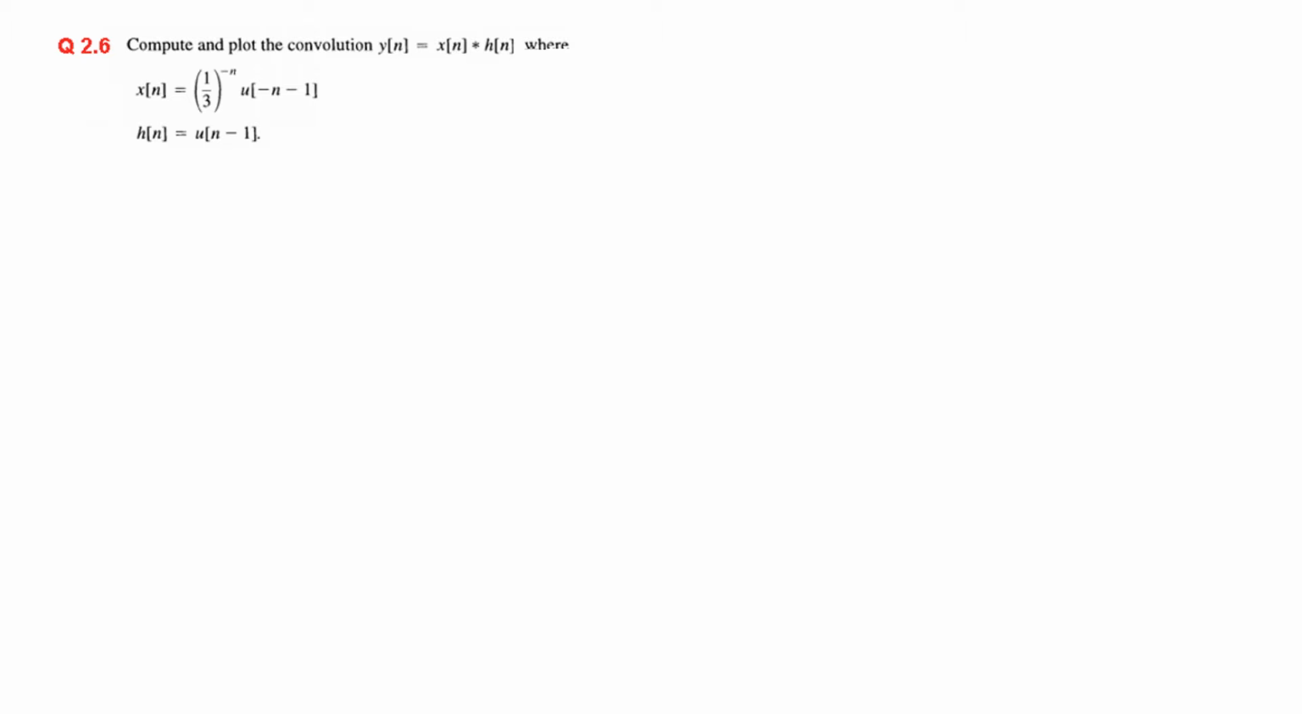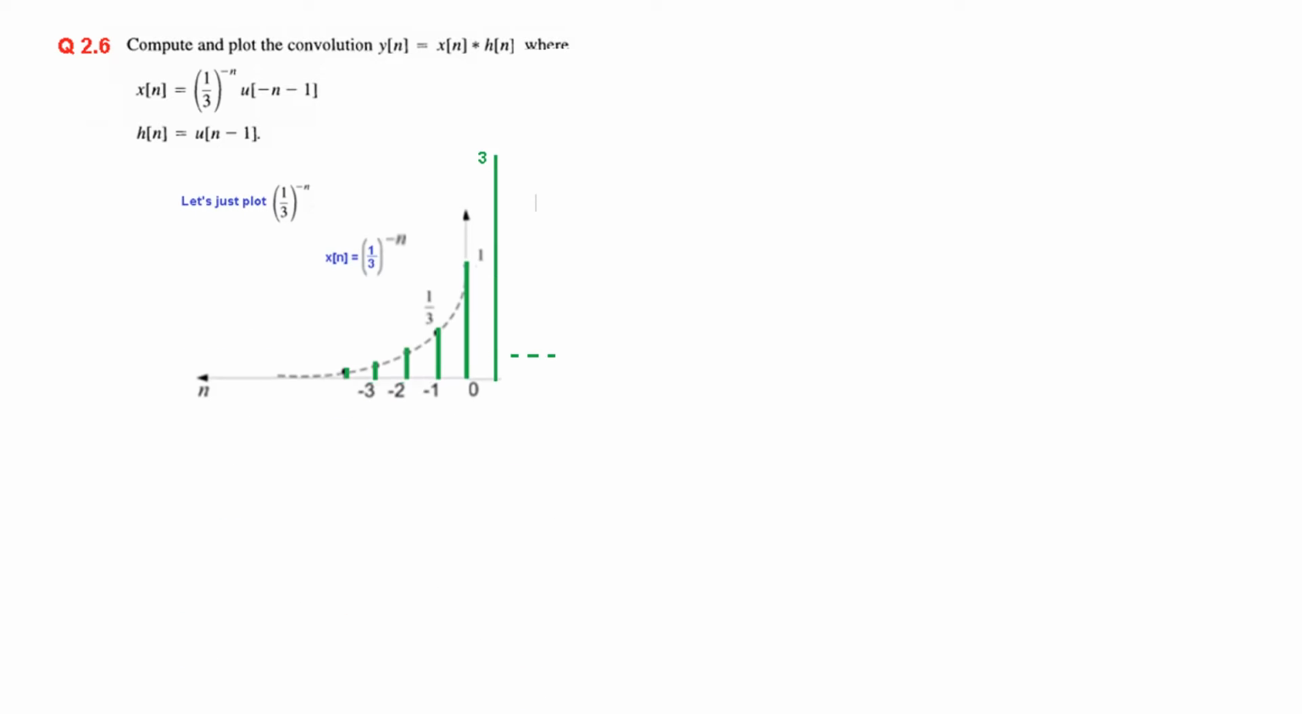So let's try to have a picture of the input. First of all, we'll only plot this part. If you put n equal to 0, so that is we are here, then anything to the power 0 will be equal to 1, so this value will be 1. If we go towards the right hand side, that is now n equal to 1 here, then it will be 1 over 3 power minus 1, which, if you calculate, will become 3. So at n equal to 1, it will be 3.